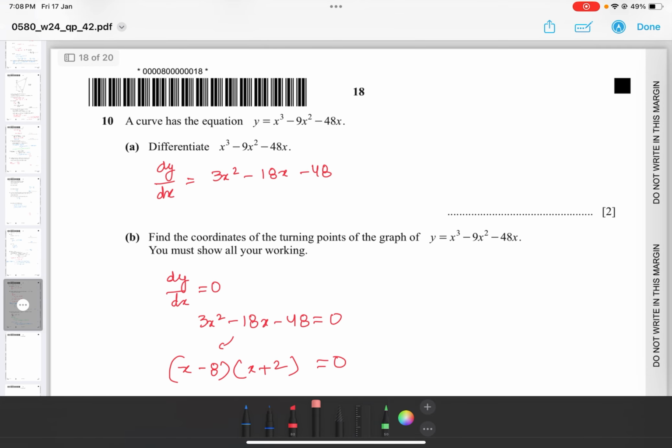So the last question is: a curve has an equation y equals x cube minus 9x square minus 48x, and we have to differentiate it.